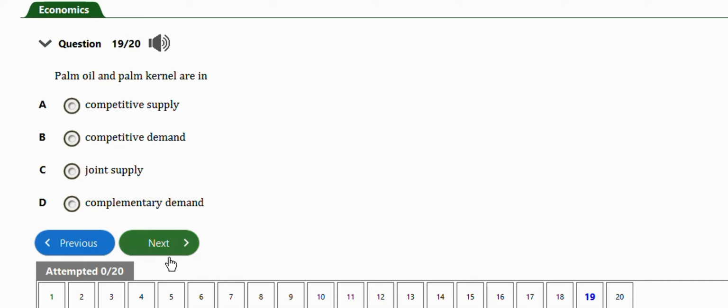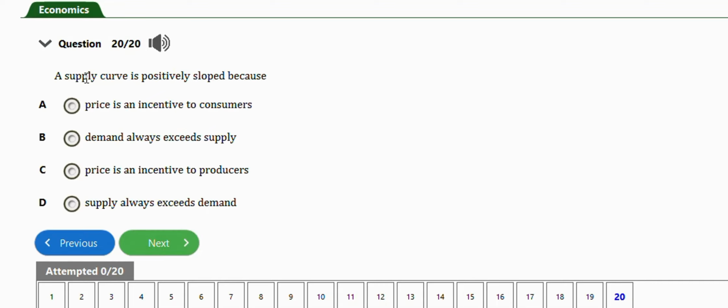The last question for this video is this one. It says a supply curve is positively sloped because, I think we have answered a similar question. Let's check the options. Price is an incentive to consumers. Demand always exceeds supply. Price is an incentive to producers. Supply always exceeds demand. So guys, the right answer to this question is that a supply curve is positively sloped because price is an incentive to what? Producers. Option C.